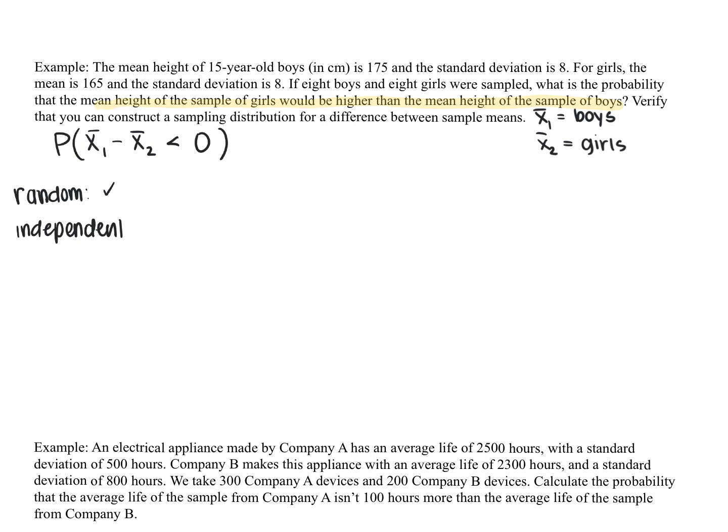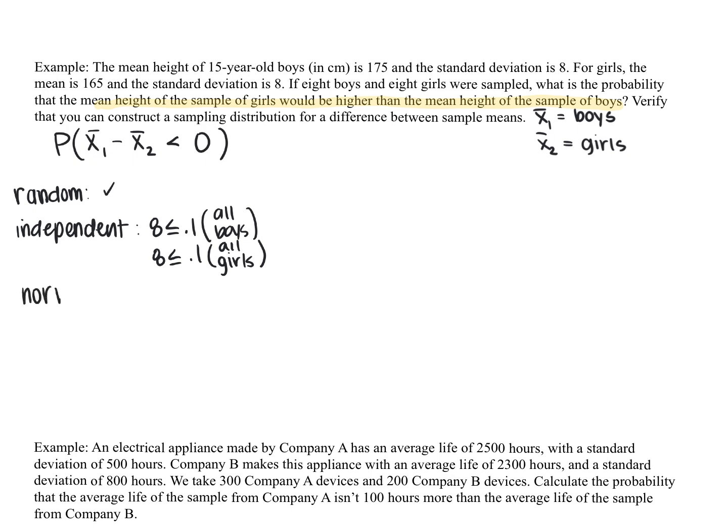For independent, both of my sample sizes are the same. It's 8, so I don't have to check it for both. 8 is less than or equal to 10% of all boys, and 8 is less than or equal to 10% of all girls. And there's at least 80 15-year-old boys and girls, so we're good there.